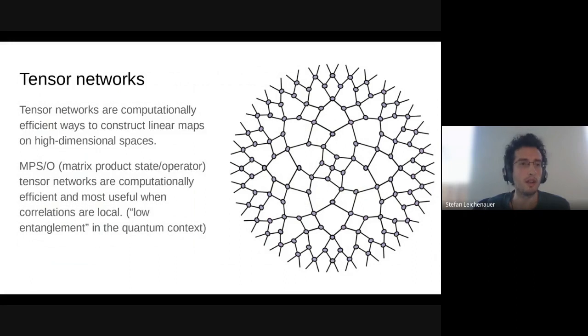So for example, the MPS or MPO type tensor networks, which are the ones we'll be using today, are useful for 1D problems where the correlations are local. We would say low entanglement in the quantum context, coming from a local Hamiltonian. You would not use a matrix product state type representation on a 3-dimensional problem. I mean, you could try, but it may not be the best idea.